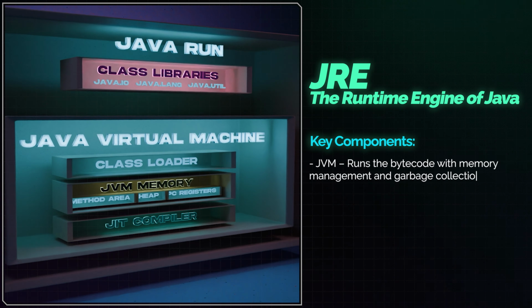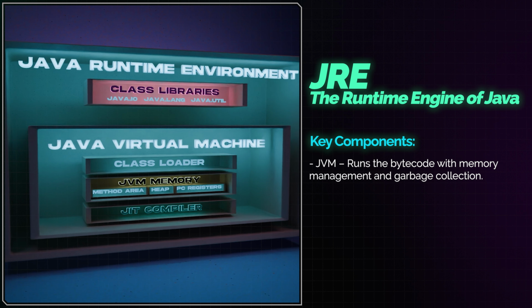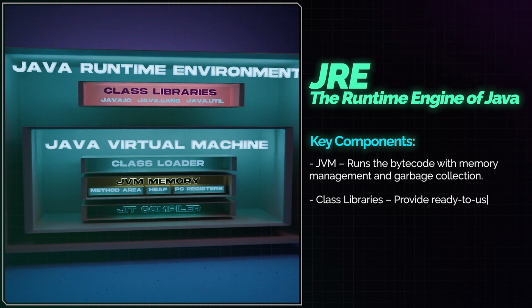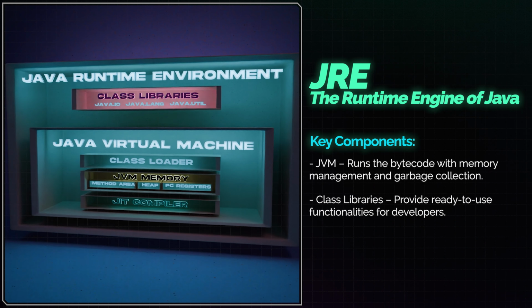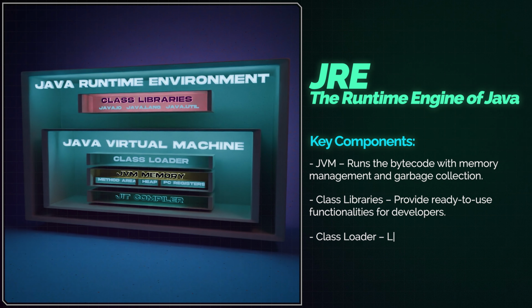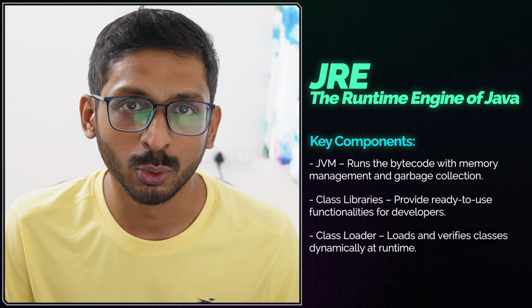Now let's quickly go through the key components of the JRE. First, we have the JVM itself, which executes the bytecode, manages memory, and handles garbage collection. Then come the class libraries, offering reusable functions so the developers don't have to write all of the code from scratch. And finally, we have the class loader, which dynamically loads and verifies classes while your program runs.